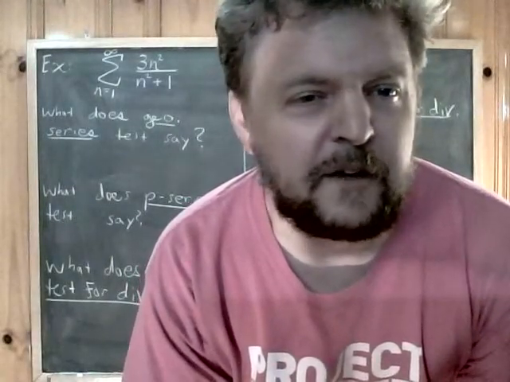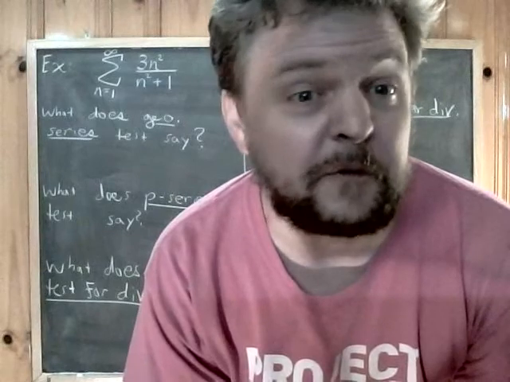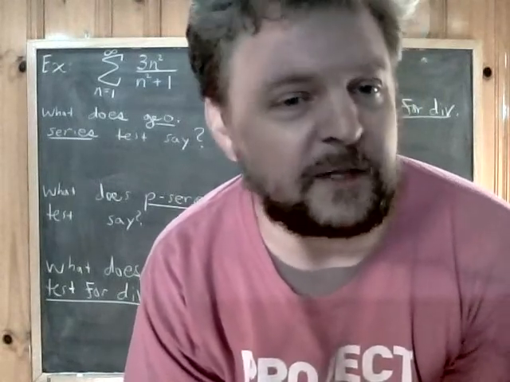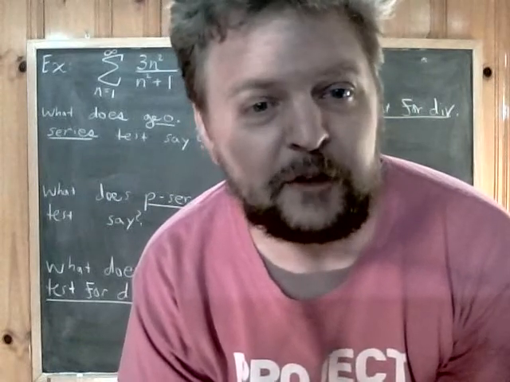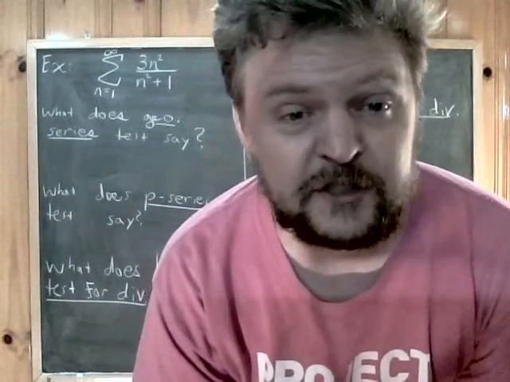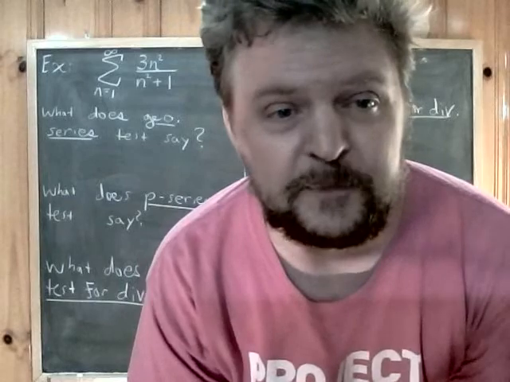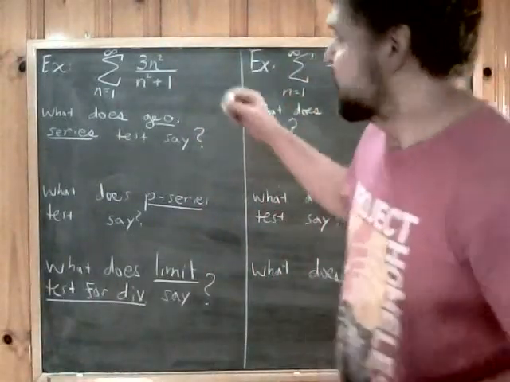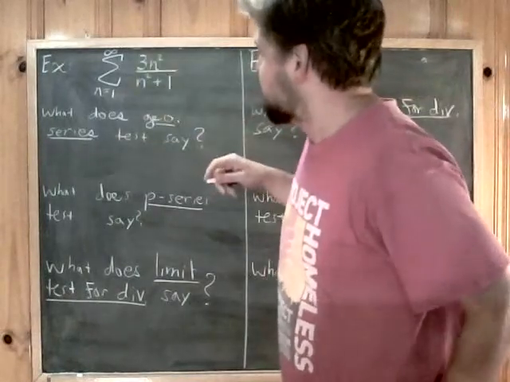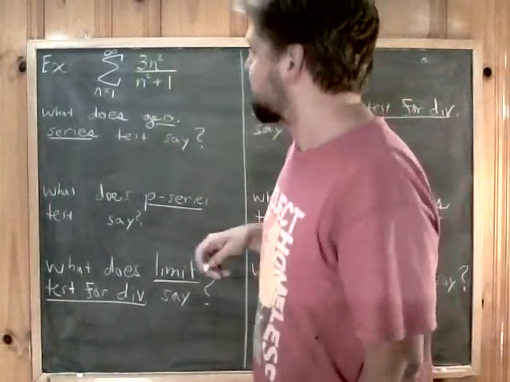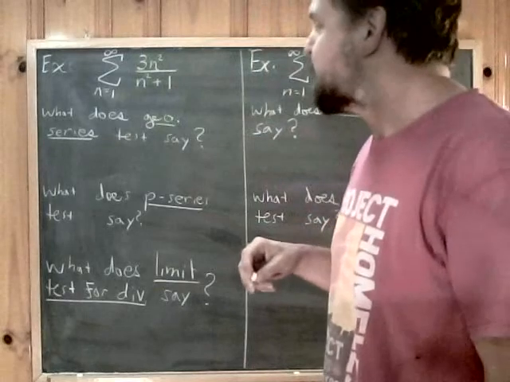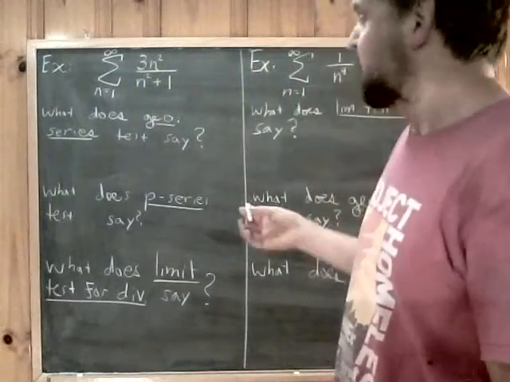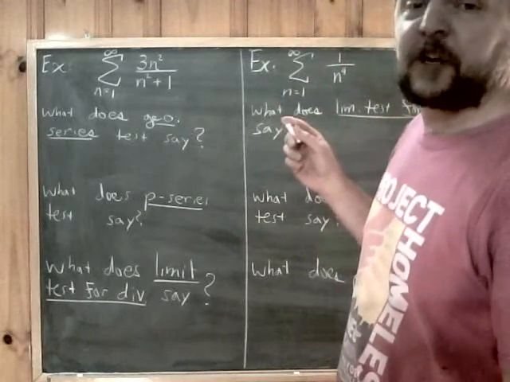All right, now we have 3 or 4 different kinds of tests, and so I'd like to do some examples where I ask about specific tests for divergence or convergence. First, this one: summation n equals 1 to infinity, 3n squared divided by n squared plus 1. So these are very good test questions. I could ask all three about one series.